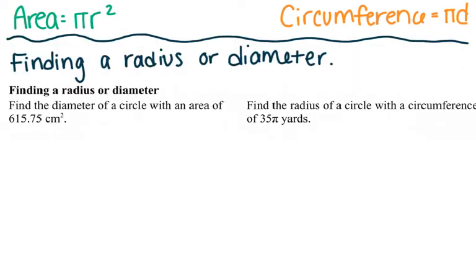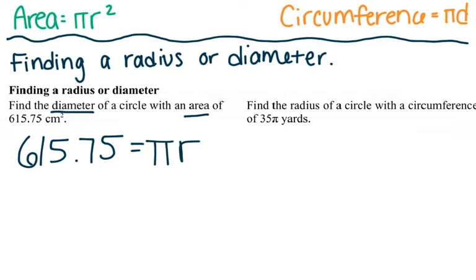Okay, so now we're going to look at some problems where we use area and circumference, but we're going to find a radius or a diameter. The first one, we're going to find the diameter of a circle with an area of 615.75. We know the formula is pi r squared, so we can work backwards. We're going to solve for r. We're going to get rid of pi, so we divide both sides by pi.